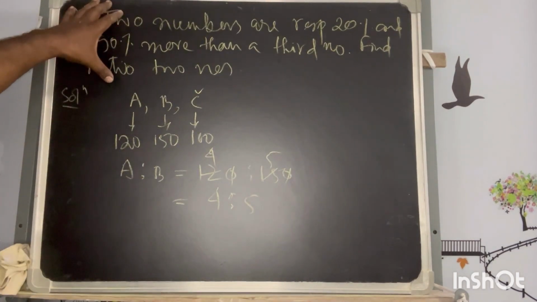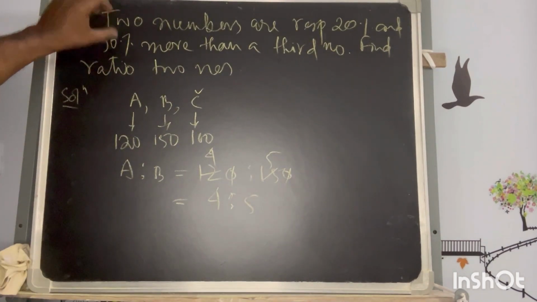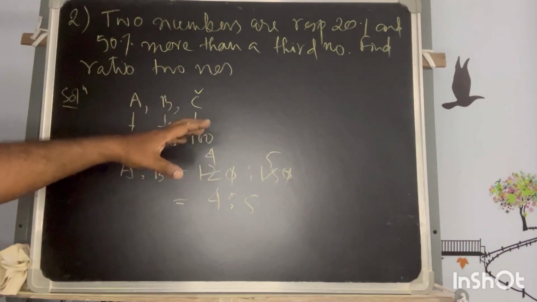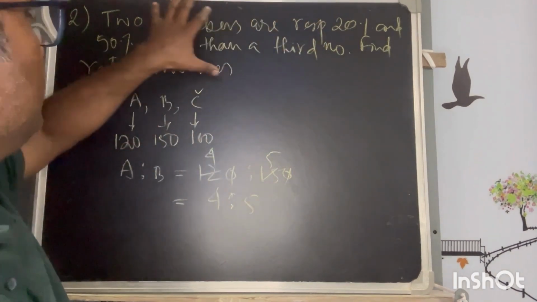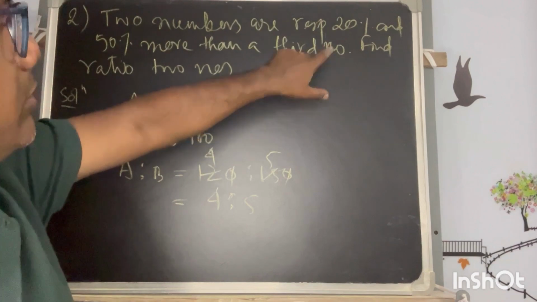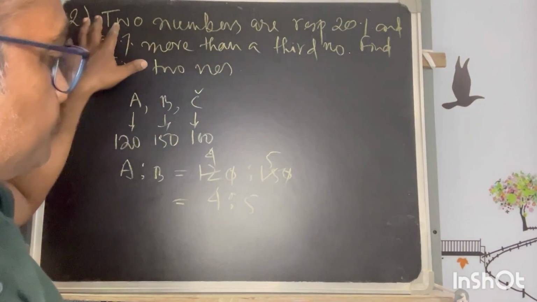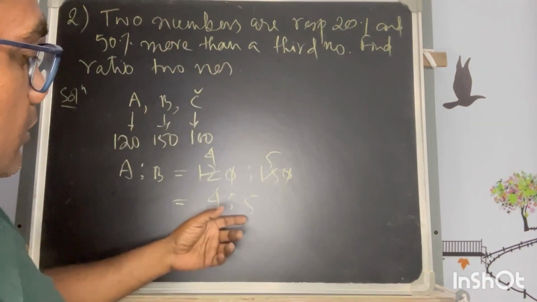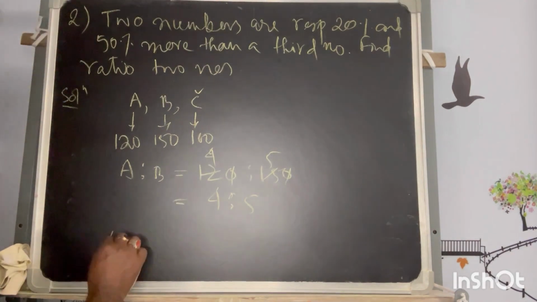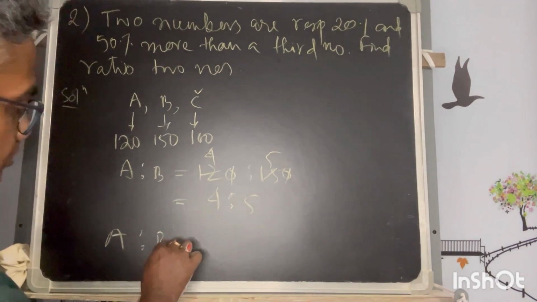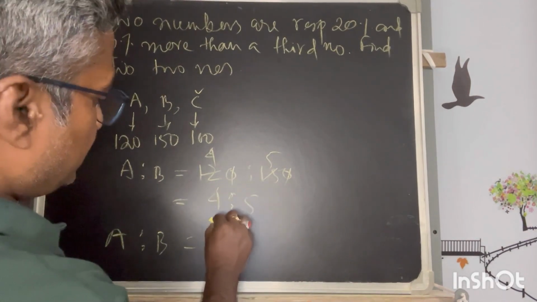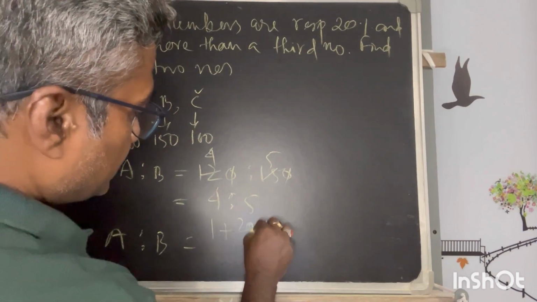Now you can also use it as a corollary. Why? Because if two numbers are compared with another number in percentage, your formula for the ratio between A and B can be something like that.